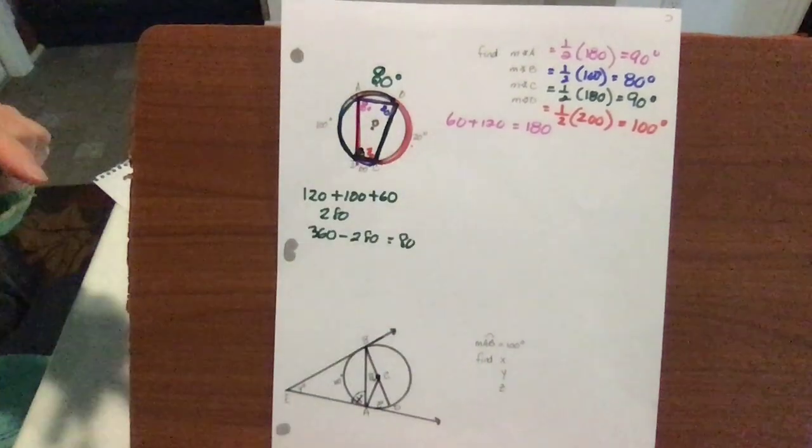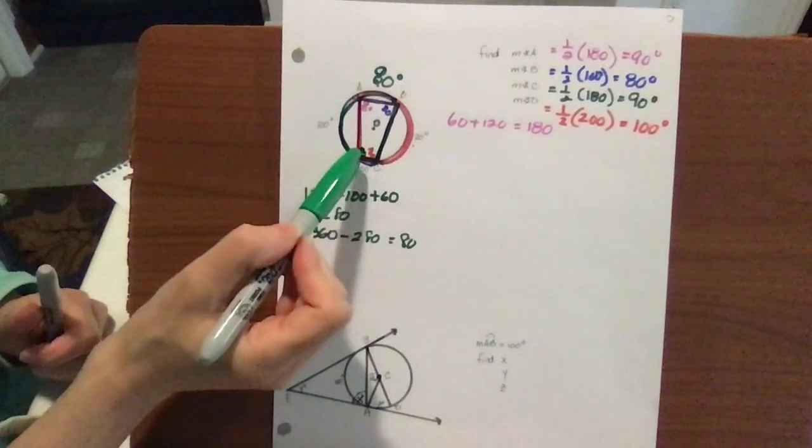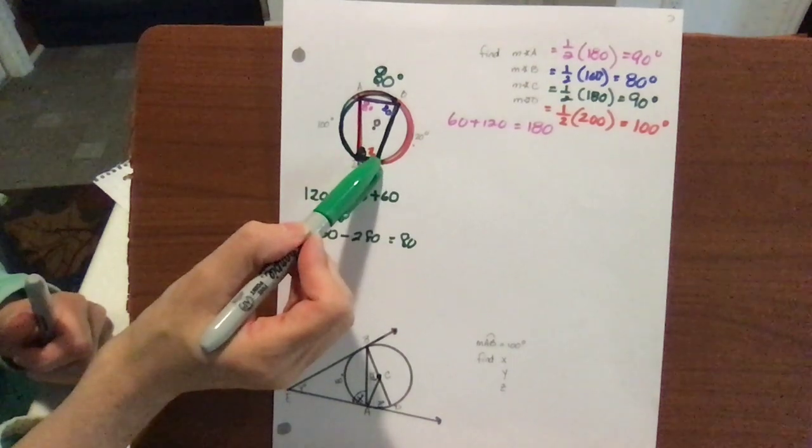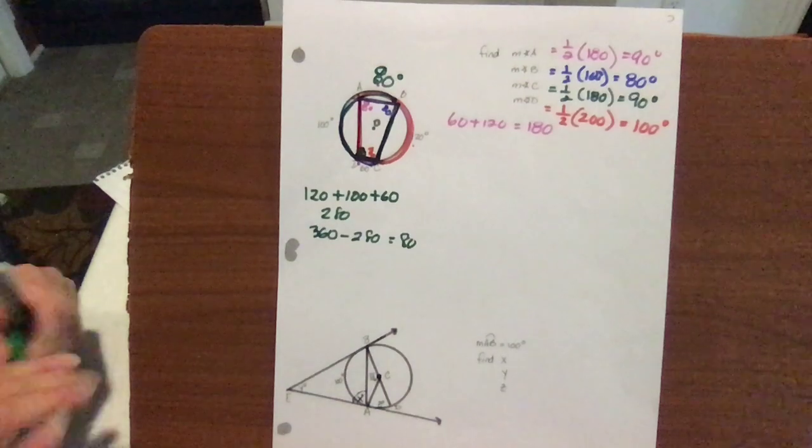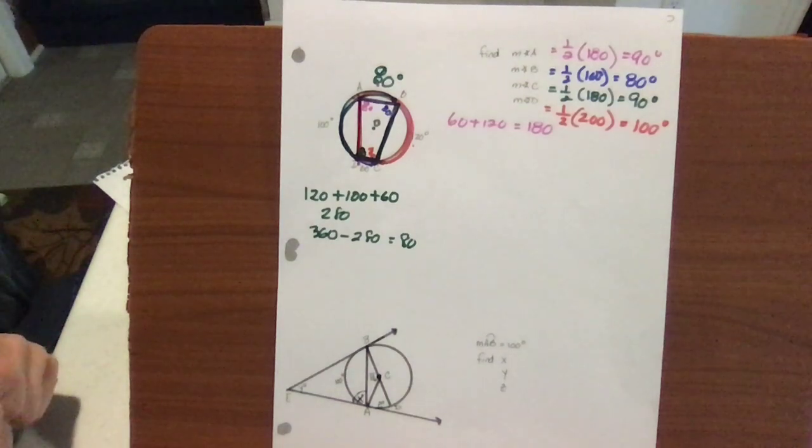And remember quadrilaterals, 90 and 90 is 180, plus another 100 is 280, plus another 80 is 360. So you can check yourself also.